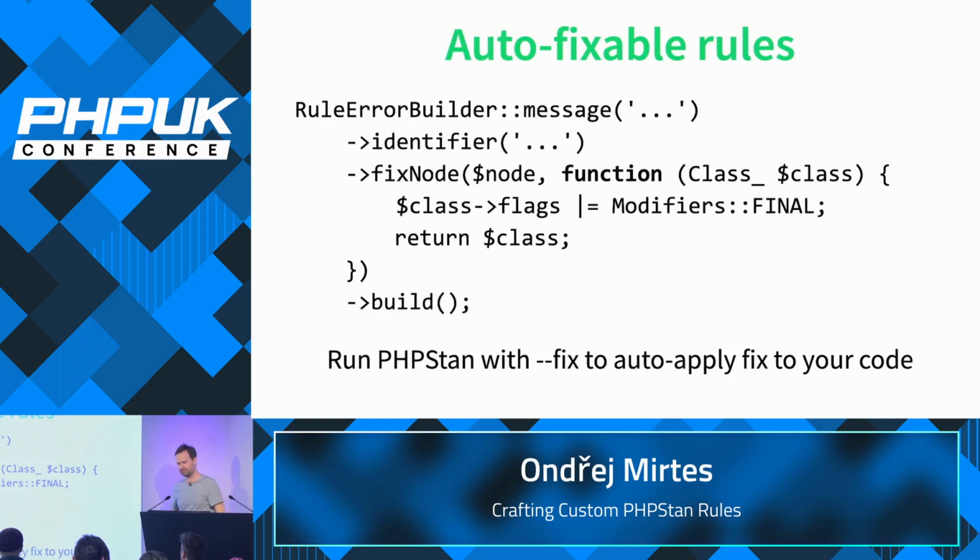One thing that's still a little bit of a secret and a little bit experimental is that you can implement auto-fixable rules. So can anybody guess what this fix does?